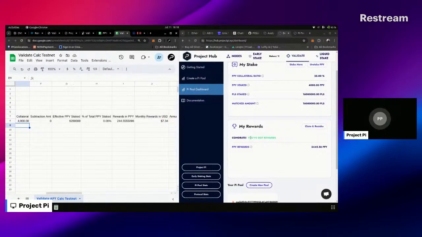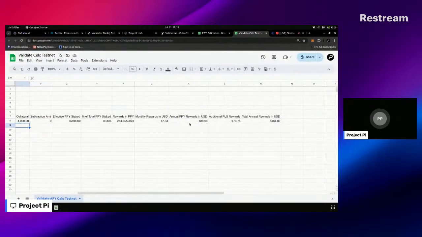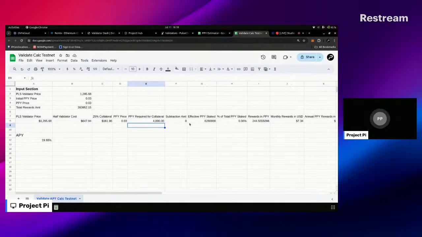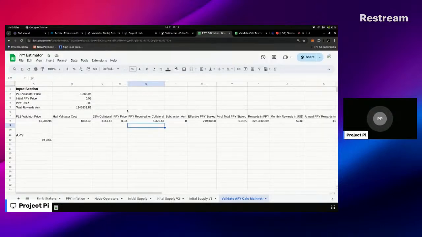Another thing that I can do too is, well, we're looking at the price of Pulse right now. I know the price is going to increase as more people actually use PulseChain and there's more network usage. So we'll increase the Pulse validator price to, let's say, actually, we won't do that here. We'll do that for mainnet. So the same thing applies for mainnet. The calculator is fairly similar.